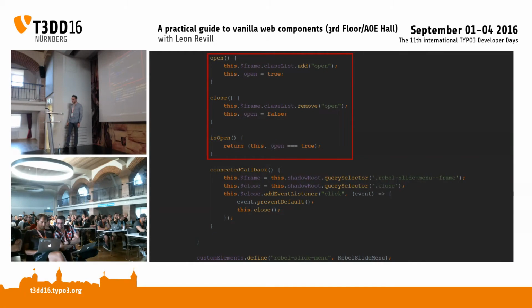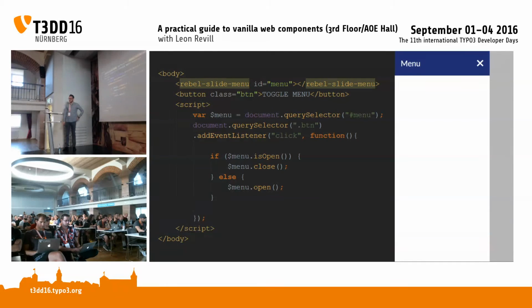So the next thing we're going to do is add 3 custom methods to our class: open, close, and isOpen. They're pretty self-explanatory. The open method, when it's executed, is going to add the open class to the frame, and it's also going to set the open flag to true, so we know when the menu is currently open. We're going to add a close method, which basically does the opposite to open: it removes the open class from the frame and sets the open flag to false. And then the isOpen method is basically going to return true or false, depending on whether the menu is open or not.